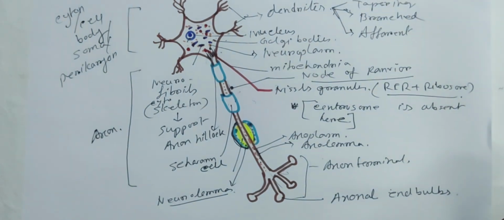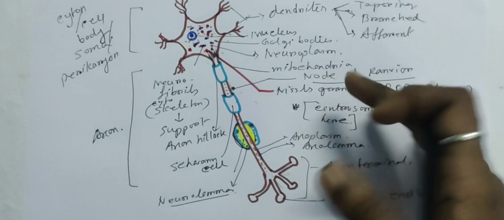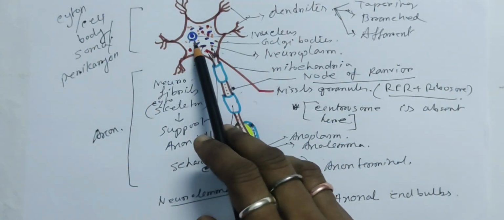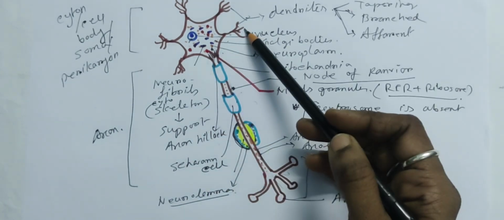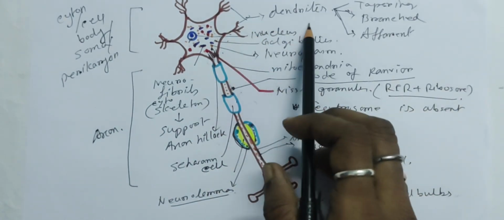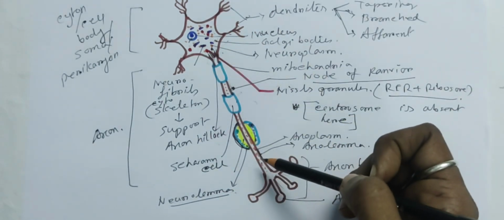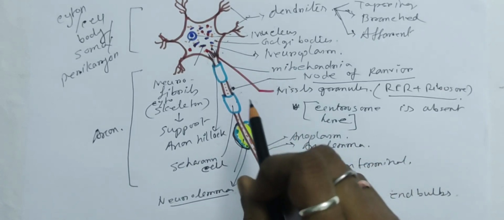So I just revise the part I have already explained. First there is a cell body, then there is an axon. There are two processes, dendrites and axon. Dendrites are tapering, branched, afferent in nature. Axons are efferent; they are giving the signals to the next neuron.